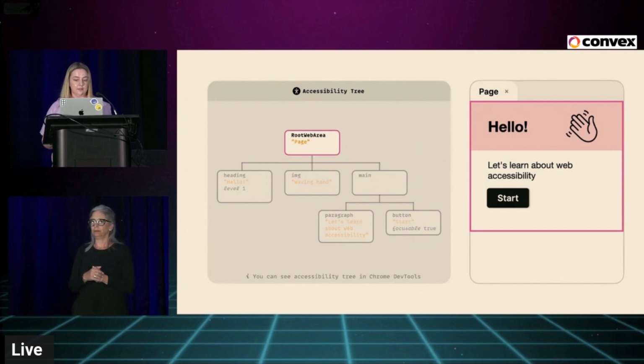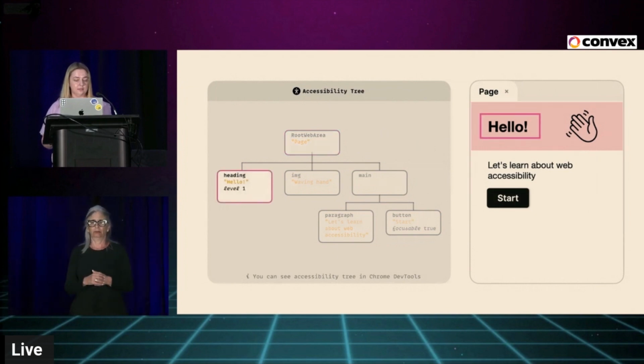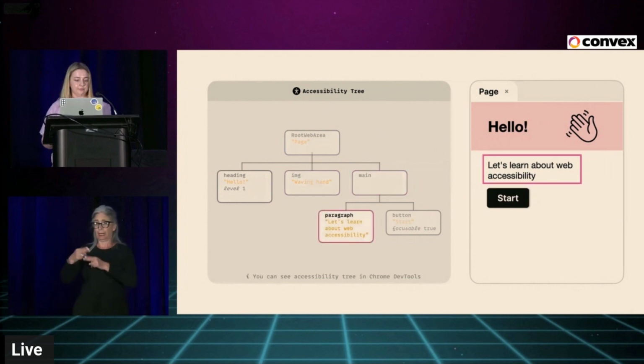Page. Web content. Heading level 1. Hello. Waving hand. Image. Main. Let's learn about accessibility. Start button.